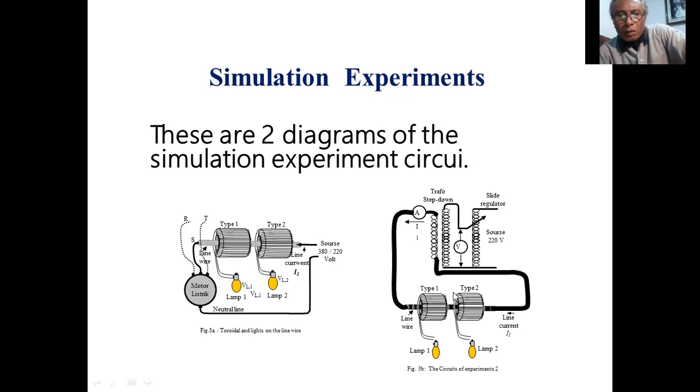And Fig. 3B is experiment 2, using an alternating pole regulator and a step-down transformer to obtain a large and varied current on the toroid primary side, and to find out how much current must flow on the power line so that the magnetic field energy can produce a normal voltage of 220 volts at the load on the toroid secondary side.